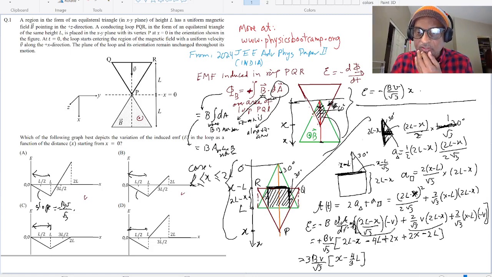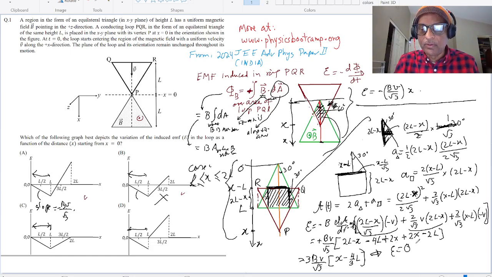And you can simplify this. Actually, you can see this is the same term. If I pull out v over square root of 3, then a lot of things inside get simplified because they're all common. And you have a 3x minus 4L, so we'll pull 3 out. So you can see that E will go through 0 at x equal to 4/3 L, not 3L over 2. So this must be wrong. So this means E is 0 when x equals 4/3 L.